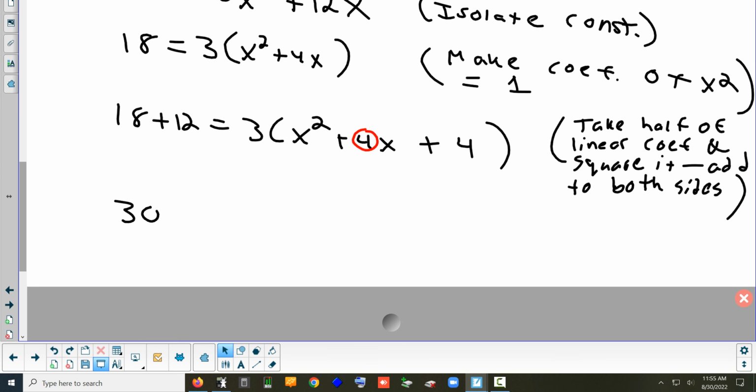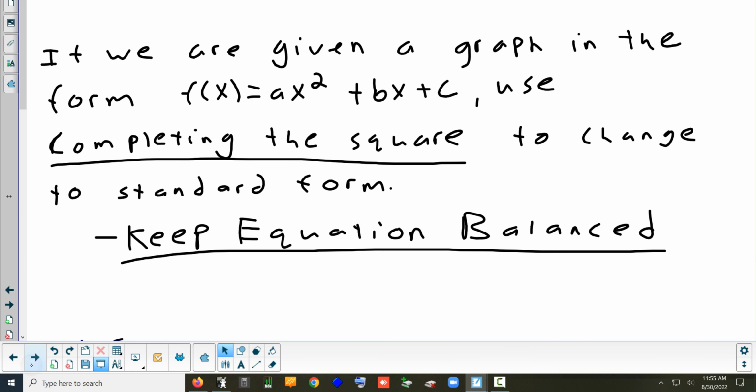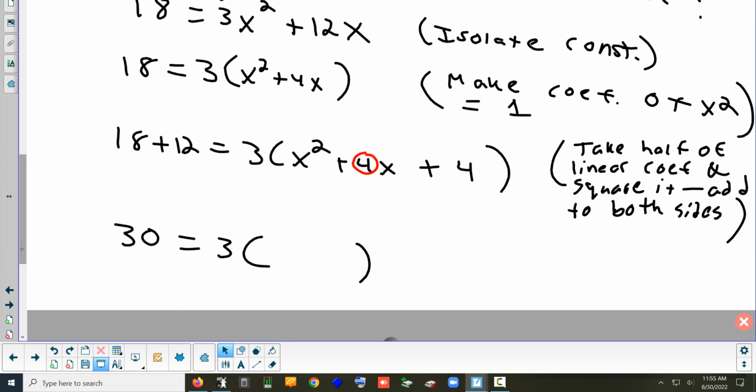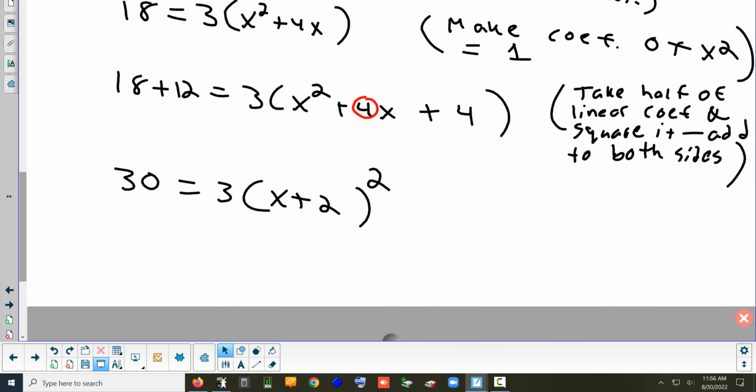Now, simplify 18 plus 12. And x squared plus 4x plus 4 should factor very nicely into two identical things. And now you're going to start to see it look more like this: something times something squared. How does x squared plus 4x plus 4 factor? X plus 2 and square. Right. It's x plus 2, x plus 2. And the last step is reversing what we just did. Put the constant at the beginning. Put the constant back on the other side.